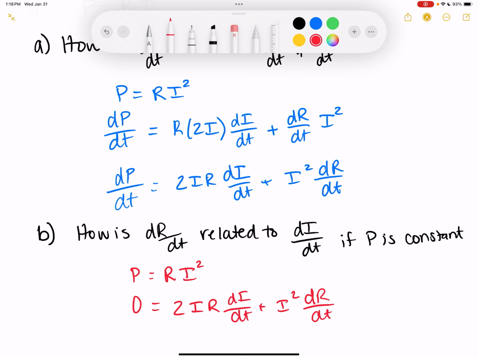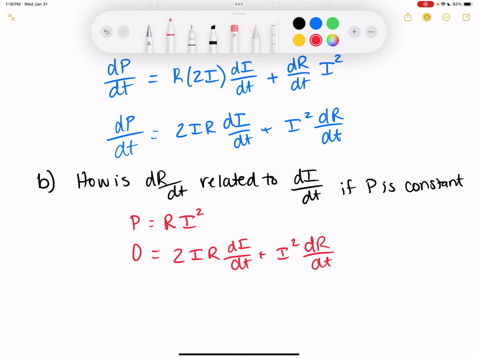So now I want to relate them to each other, so I'm going to move one of them over. It says how is dr/dt related to di/dt, so I'm going to move the dr/dt to the left to get it by itself. So minus i squared dr/dt equals 2ir di/dt.